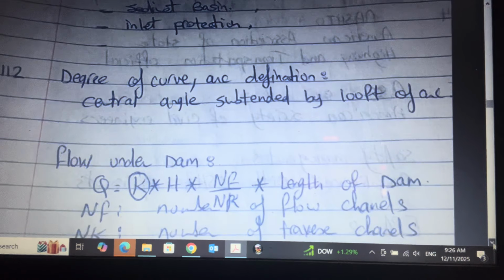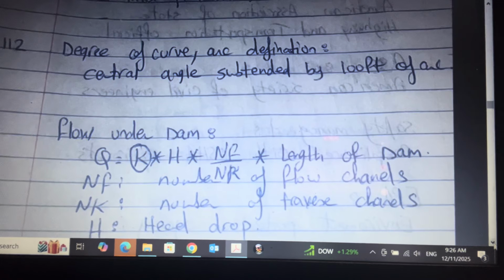Degree of curve or arc definition is the central angle subtended by 100 feet of arc, and that is related to the curves in the transportation section.